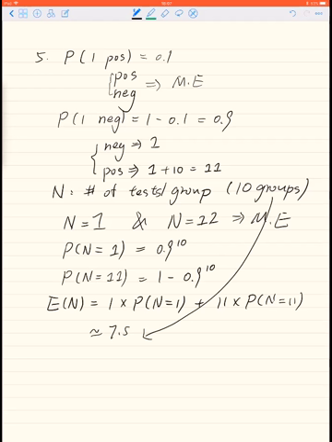Remember, we have 10 groups, so the total average number of tests we have to take equals 7.5 multiplied by 10, that is 75. So in method 2, we have to take 75 tests on average. And remember, in method 1, we have to test each person one by one, so we have to do 100 tests. Actually, thanks to method 2, we can save 25 tests. That's all. Thanks.